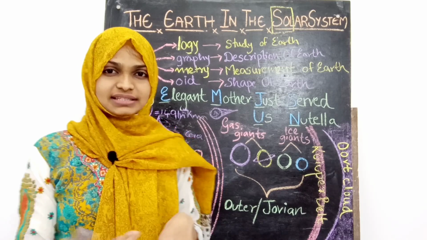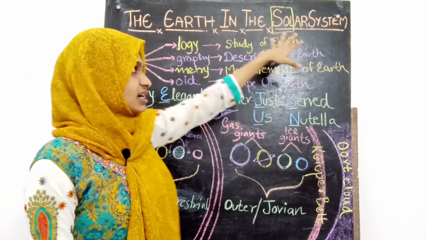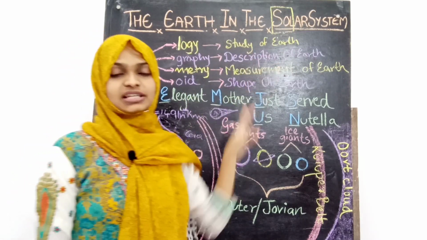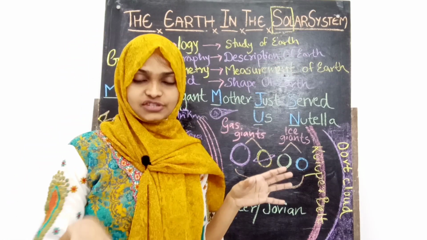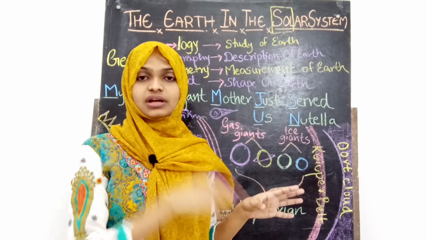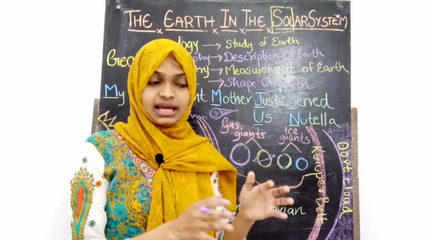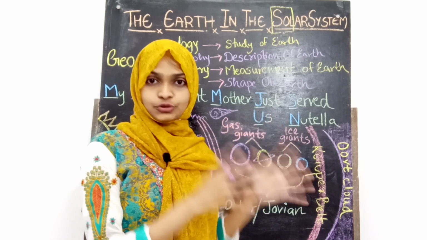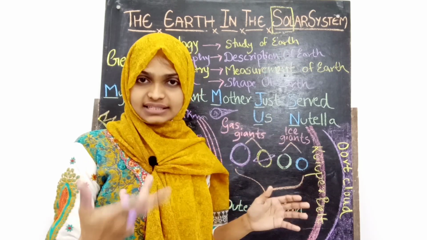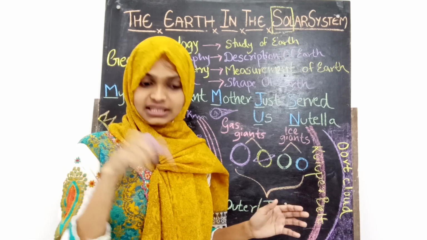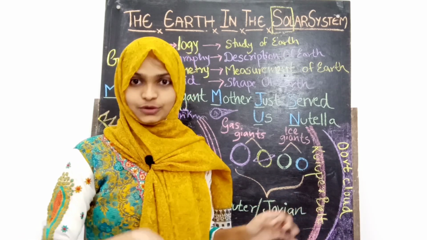So let us recap this chapter. The chapter on the earth in the solar system talks about the solar system and earth. Now solar system is a group of planets, asteroids, comets and meteoroids which are revolving around the sun. Now the solar system is a part of the galaxy, and galaxy is a part of the universe. Now if you want to know more about galaxies and universe, I have already made a video. I'll put the link to those videos in the description below. You can go and watch the video.